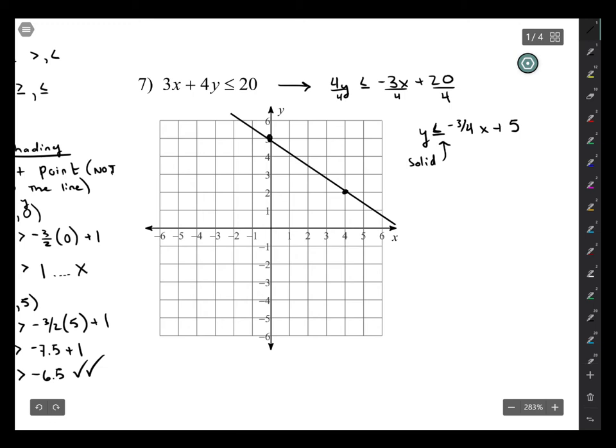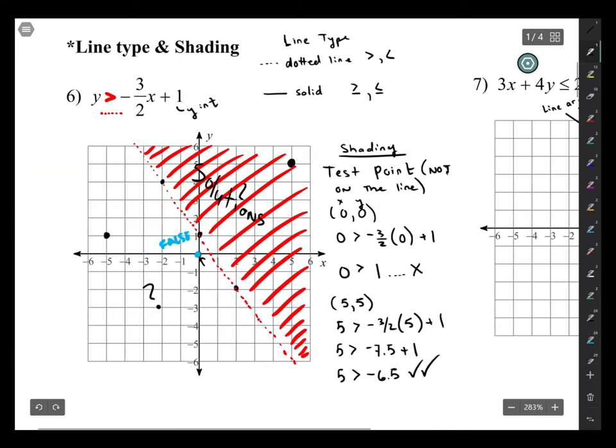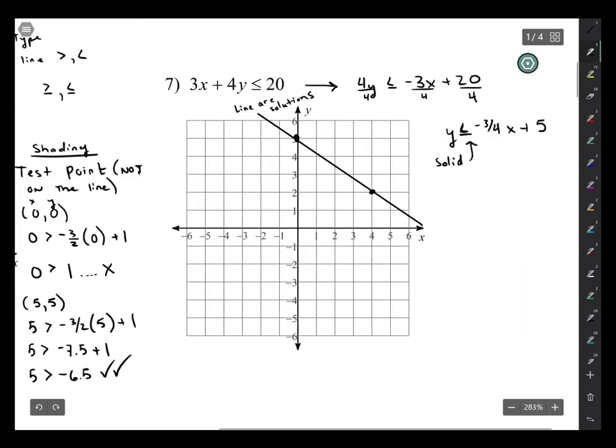Okay. The difference between a solid and dashed line is for a solid line, these solutions are included. So the points on the line are solutions, if that's the proper way to put it. In the dotted line, these are not solutions on the dotted line. Okay, it's not including anything, but for a solid line, it is.